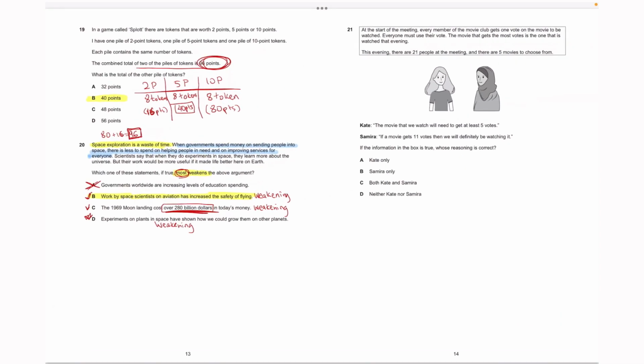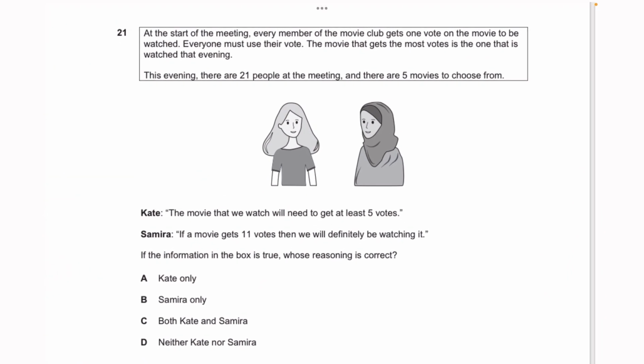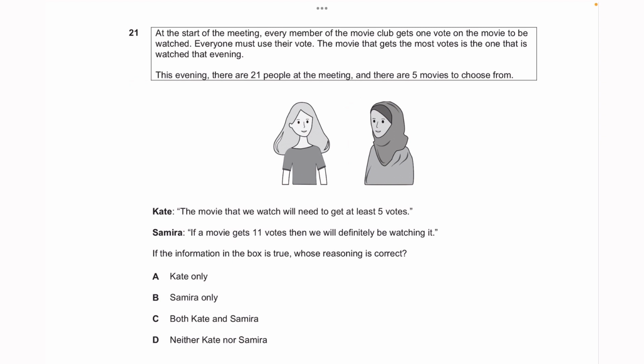Alright, so you can see here that your general knowledge has to be quite wide. So boys and girls, I highly recommend that you really try and build up your knowledge on very broad topics, okay? Alright, let's move on to question 21.